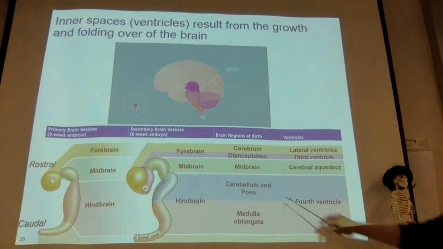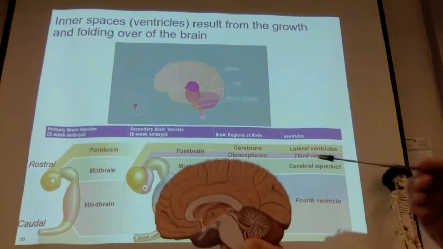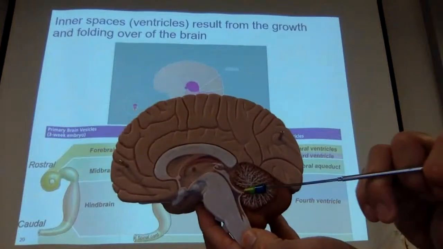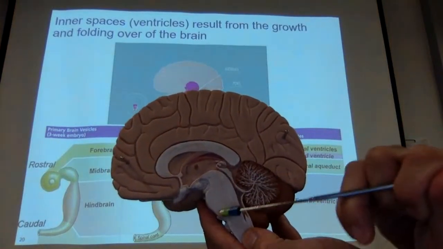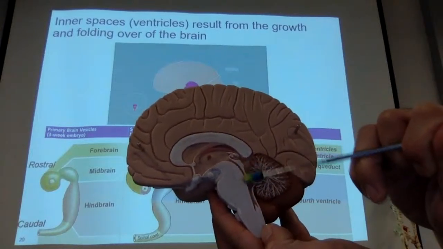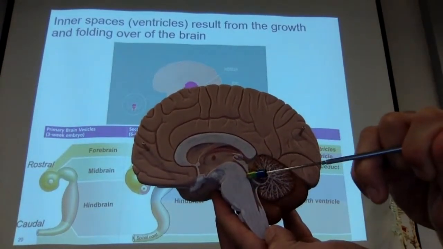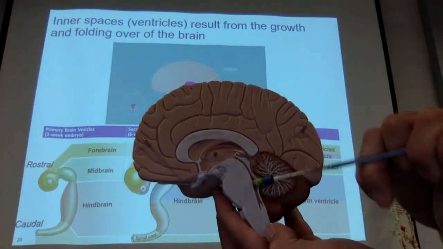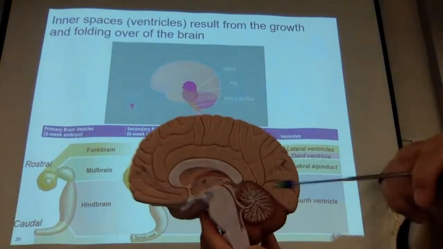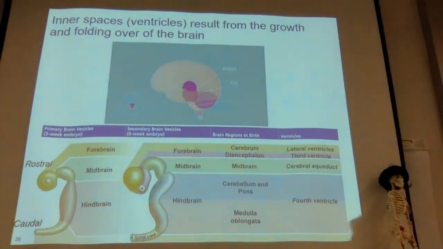The fourth ventricle is sandwiched in between the cerebellum, pons, and medulla. Here's the cerebellum, pons, medulla. It's all this triangular-ish region. That's the fourth ventricle. So cerebral aqueduct, and the fourth ventricle down here, between cerebellum, pons, and medulla.